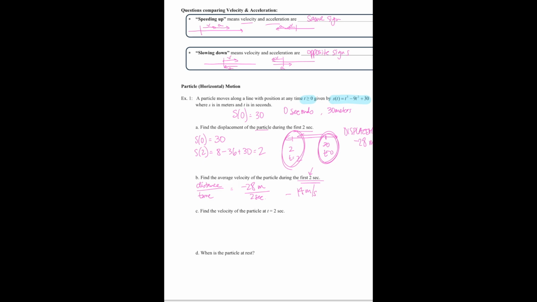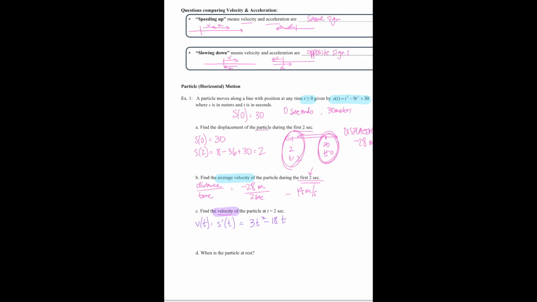Okay, so for part C, we want the velocity. Okay, notice the difference. Let me make sure I highlight this for you. Question B asks for average velocity, but the next question is asking for just velocity. That means instantaneous velocity, which is the derivative. Let me write this down. Velocity is the derivative of the original function, which is, in this case, 3t squared minus 18t.